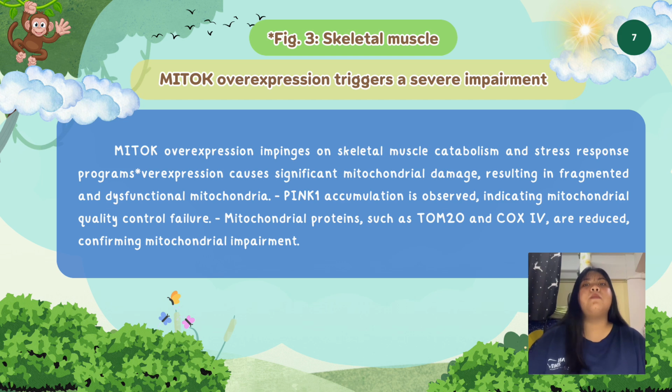Fig 3. Skeletal muscle mitochondrial overexpression triggers a severe impairment. Mitochondrial overexpression impinges on skeletal muscle catabolism and stress response programs. Overexpression causes significant mitochondrial damage, resulting in fragmented and dysfunctional mitochondria. PINK1 accumulation is observed, indicating mitochondrial quality control failure. Mitochondrial proteins such as TOM20 and SDHA are reduced, confirming mitochondrial impairment.